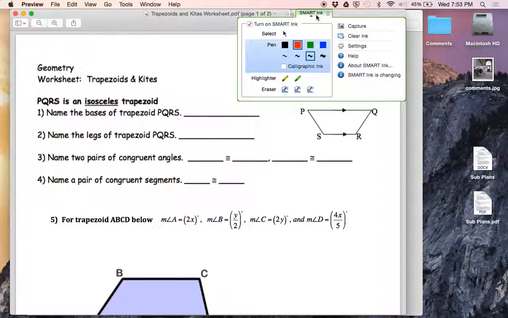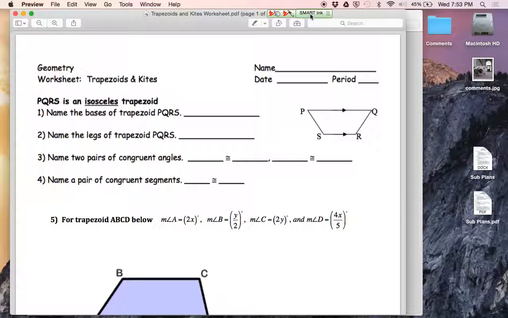Okay, so answers. Name the bases of the trapezoid PQRS. So one base is PQ, and the other base is SR. Name the legs of the trapezoid. So the legs are PS and QR. And notice I put a line segment over top, because if we don't put the line segment, it means we're talking about measurement and not the actual physical segment.